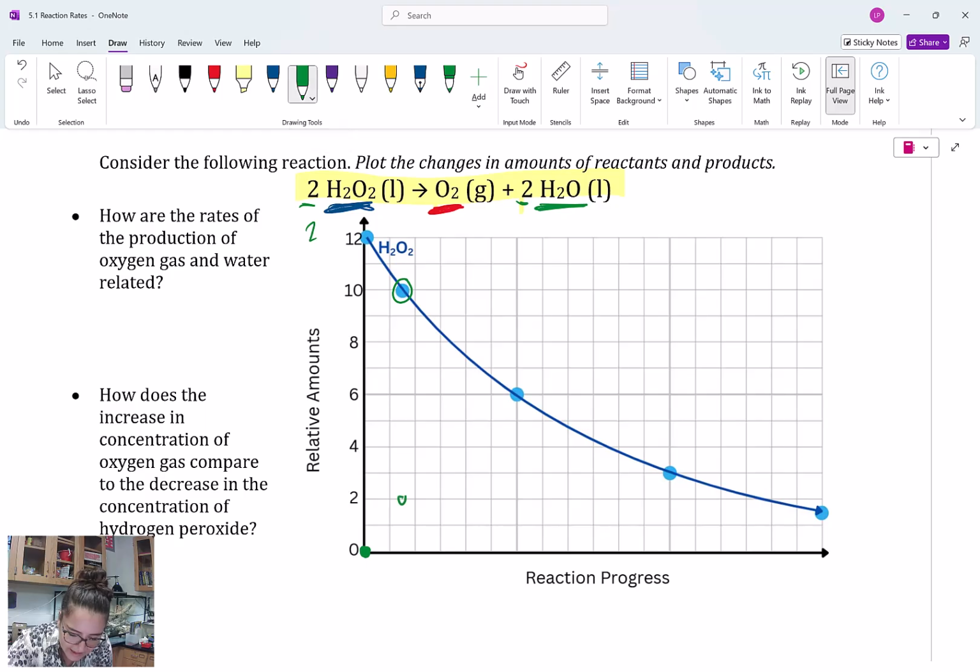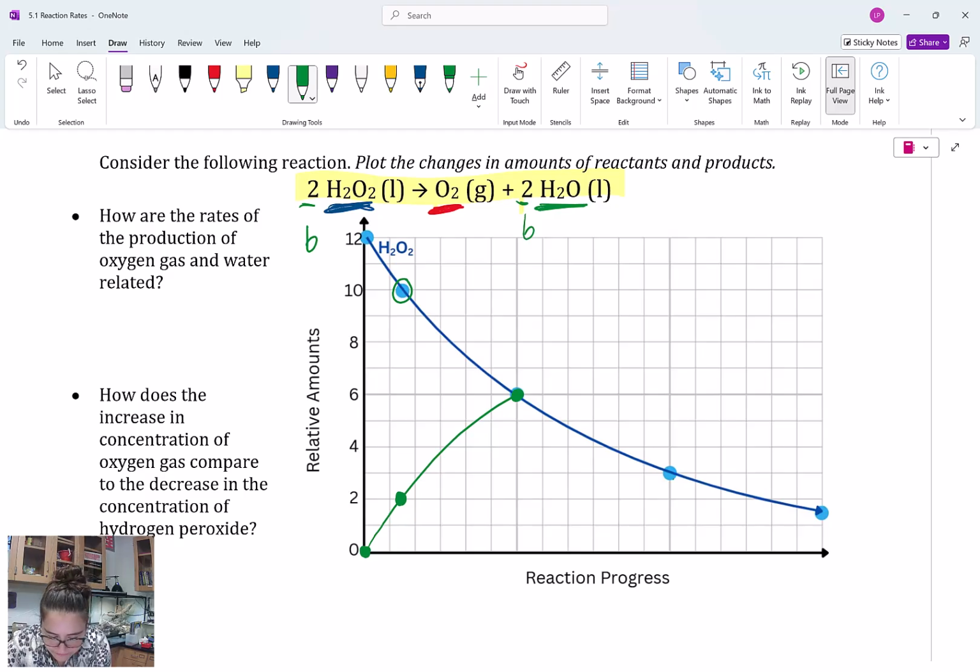So that would be at that same time in the diagram. Okay. Now, if we look at the next data point that we have, where 6 molecules of H2O2 have reacted, well, 6 molecules of H2O2 would produce 6 molecules or moles of water. So we would have 6 moles of water at that point. Okay. We can start sketching this.